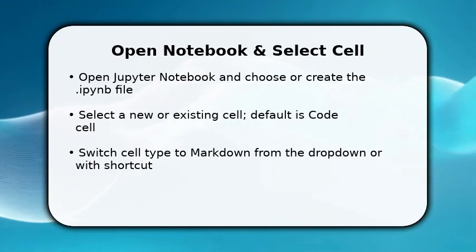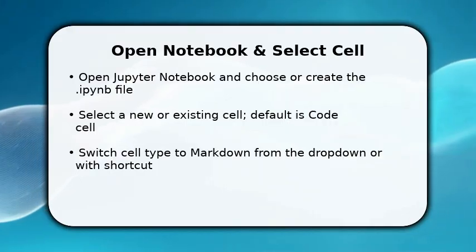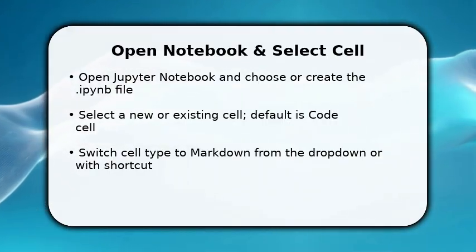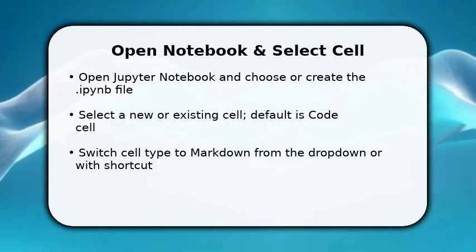Once done, place the cursor at the start of the cell. Make sure to remove any stray code tokens so Markdown renders properly. This first step establishes the environment and sets you up to write headings that display cleanly.